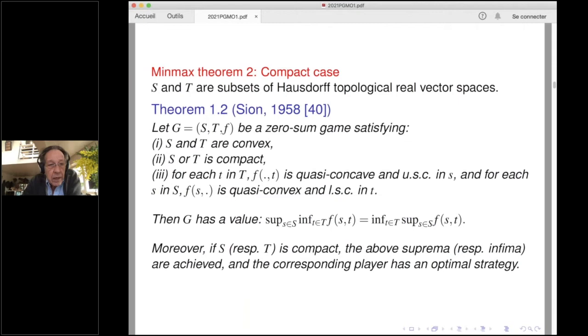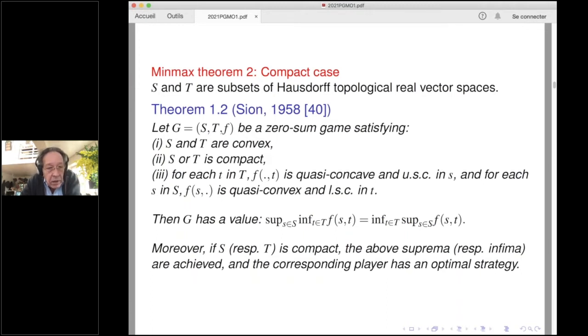Min-max theorem, general case. In this framework, S and T are subsets of a Hausdorff topological vector space, and the main theorem is due to Maurice Sion. You have a zero-sum game that satisfies the following: both sets of strategies are convex, and one of the two is compact.